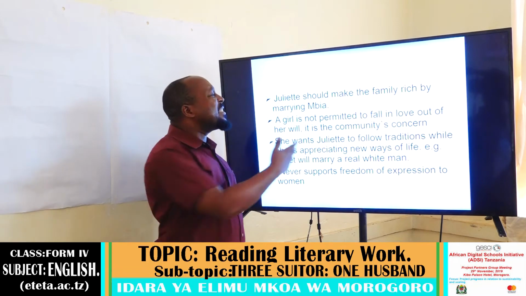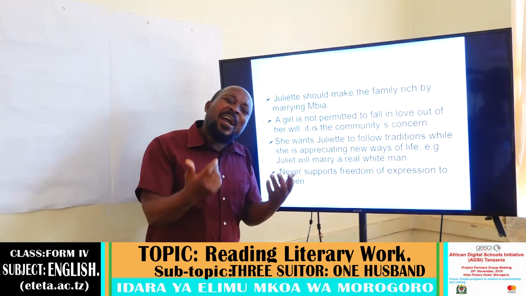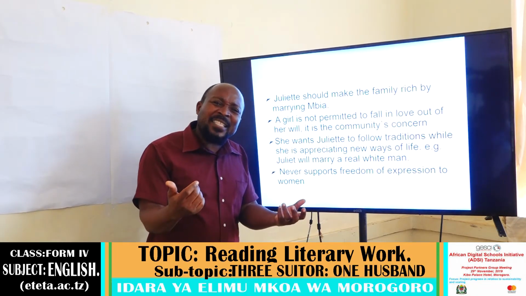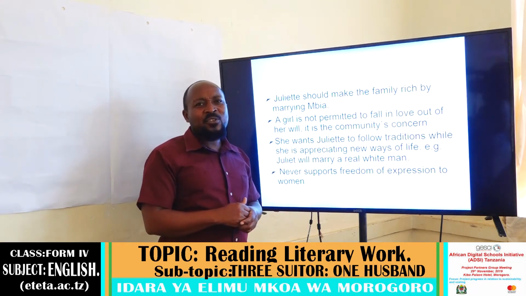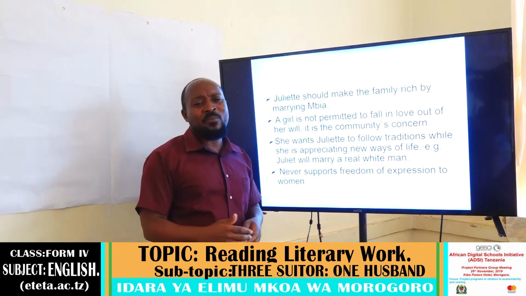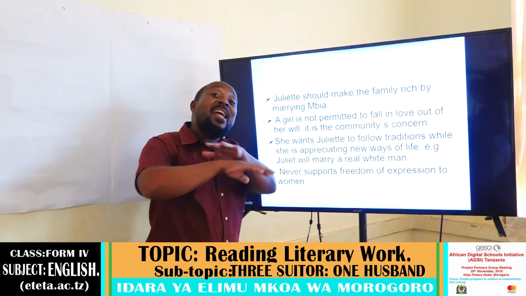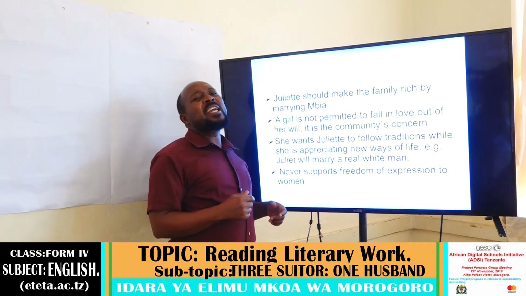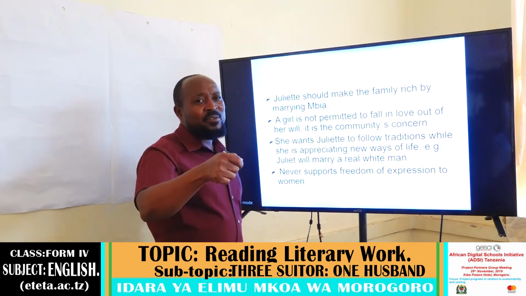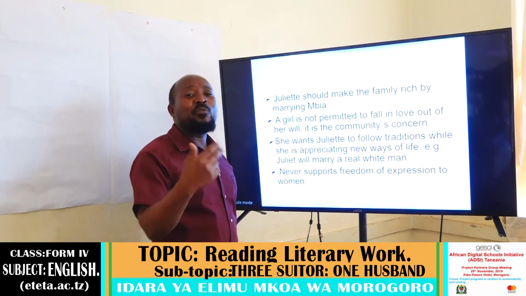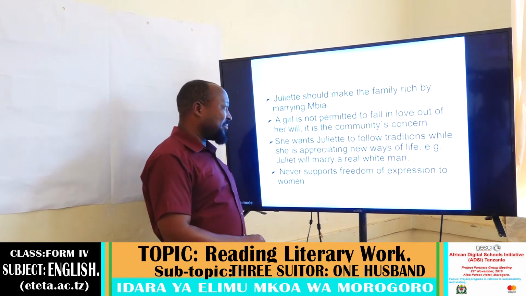A girl is not permitted to fall in love. You know, according to Bella, how can a girl fall in love? That's very strange. You should not automatically fall in love with someone. According to Bella, it is very unbecoming and out of tradition for a girl to fall in love with a certain boy or a certain man. You should wait for permission from your parents, from your family, to fall in love with someone. According to Bella, the grandmother.